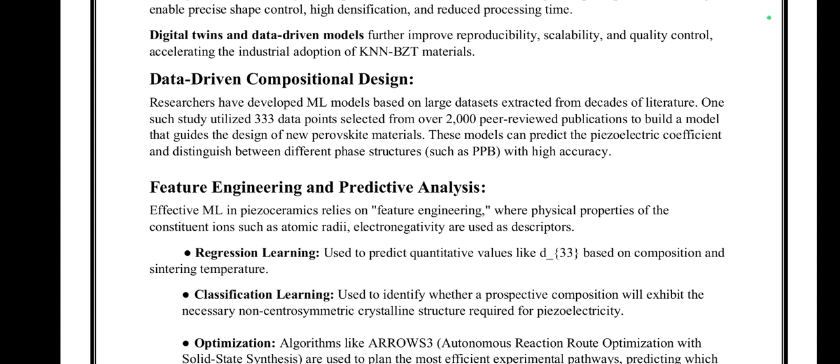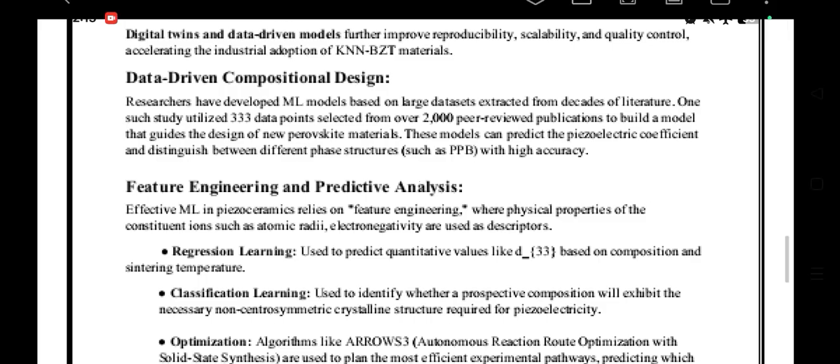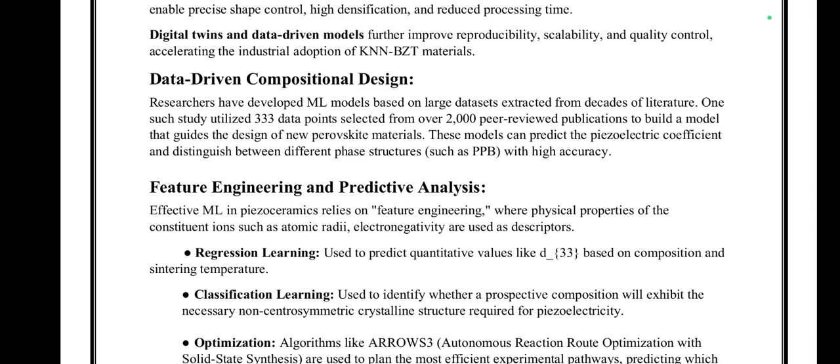Data driven compositional design: researchers have developed machine learning models based on large datasets extracted from decades of literature. One such study utilized 333 data points selected from over 2000 peer reviewed publications to build a model that guides the design of new perovskite materials. These models can predict the piezoelectric coefficient and distinguish between different phase structures such as PPB with high accuracy.